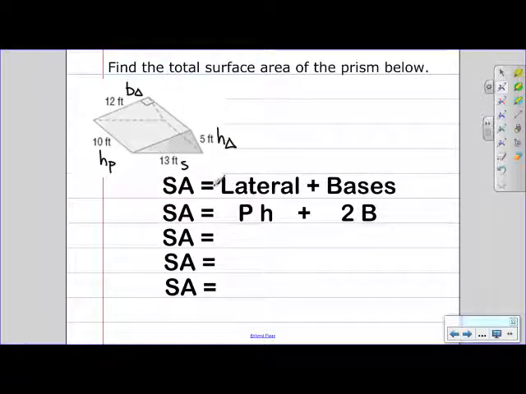We can see that surface area equals lateral plus the 2 bases. The lateral is P times H, plus the bases, which is 2 times big B. And so we have capital P, which means that there's a formula within a formula. P means the perimeter of the base, and if we look at our base, the base is actually a triangle.